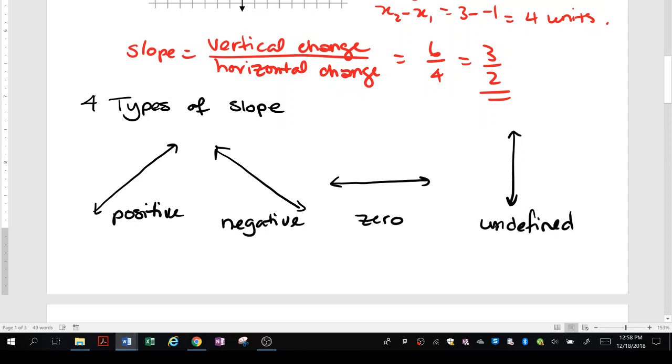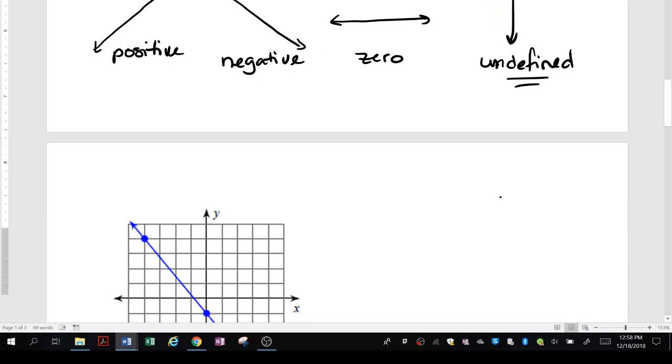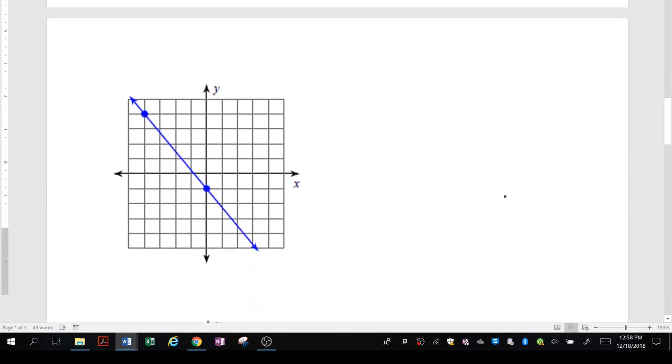Undefined slope. This is because there is a vertical change, but the horizontal change is 0, which means that we're trying to divide something by 0 and we can't. So that is undefined. Let's take a look at a couple more examples here.